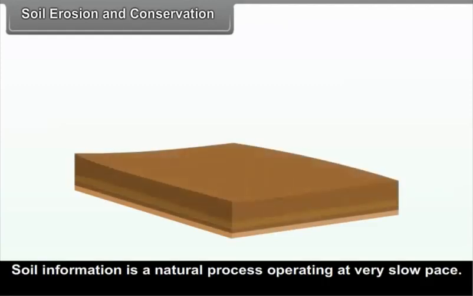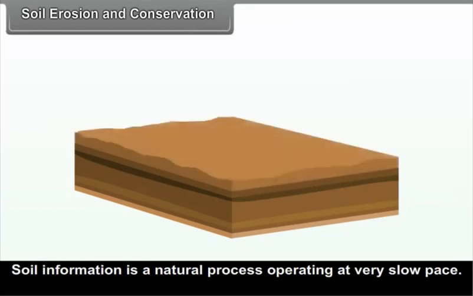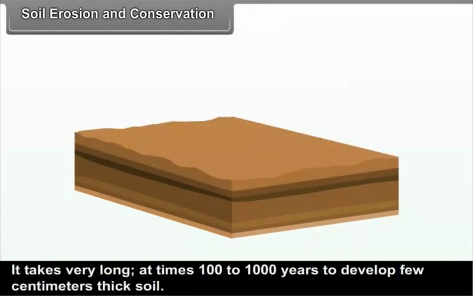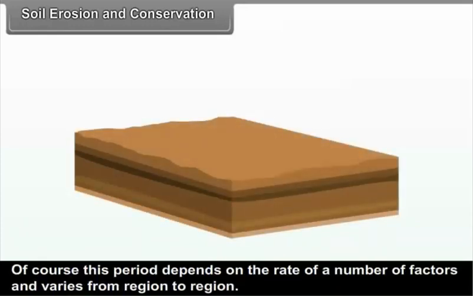Soil erosion and conservation. Soil formation is a natural process operating at a very slow pace. It takes very long, at times 100 to 1000 years, to develop a few centimeters thick soil. Of course, this period depends on the rate of a number of factors and varies from region to region.